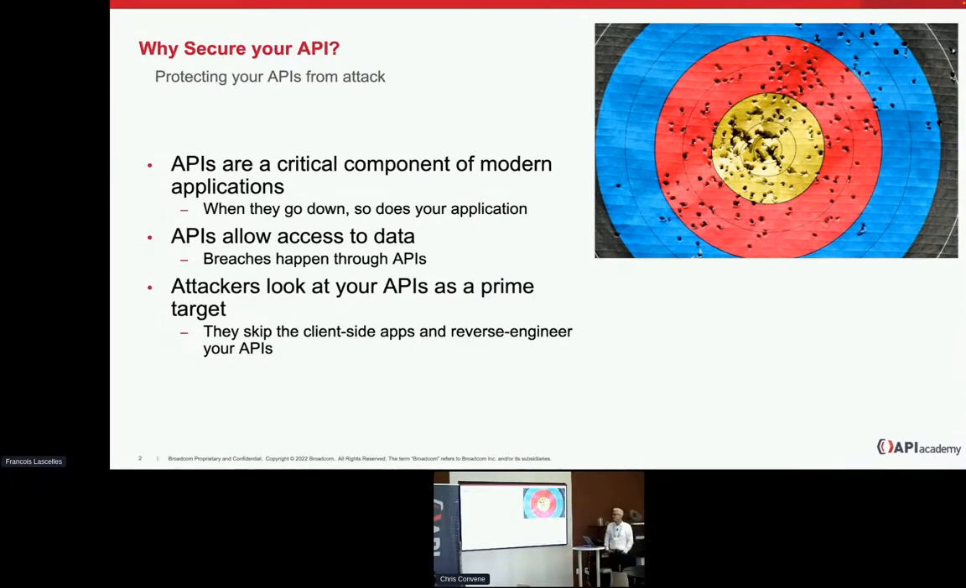And just in general, I would say attackers look at your APIs as a prime target, right? They skip the client-side application. They try to reverse engineer the API if it's not clearly documented in the first place. And they just try to find a vulnerability.